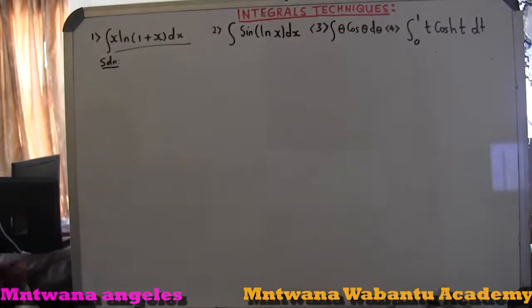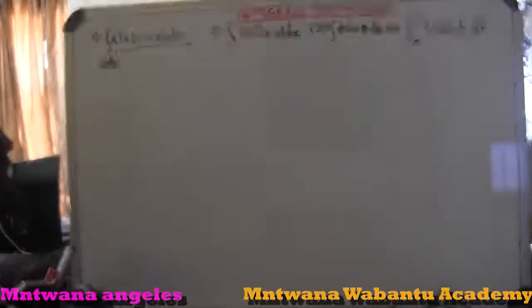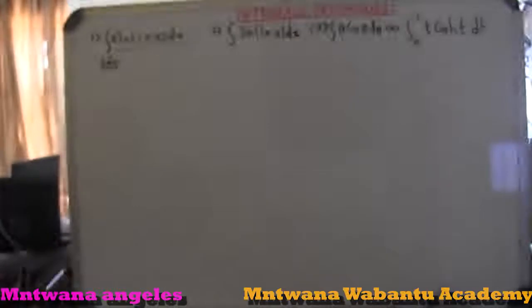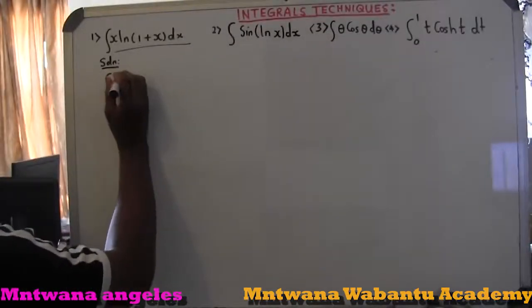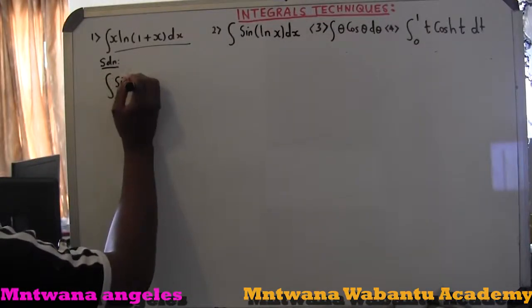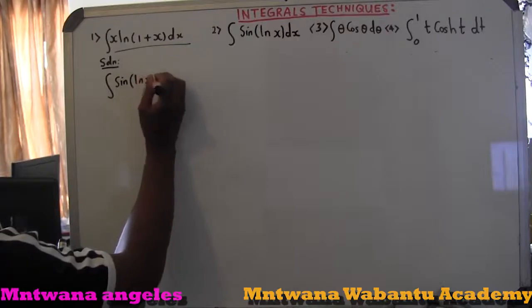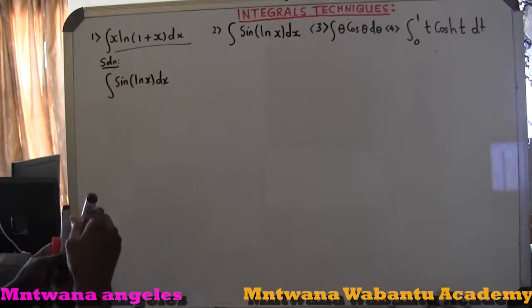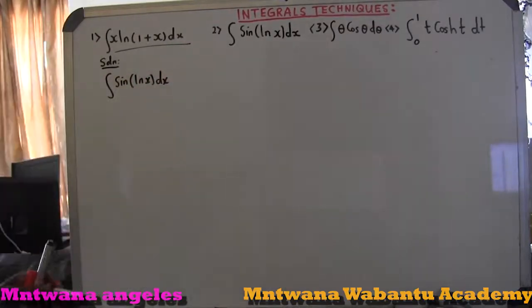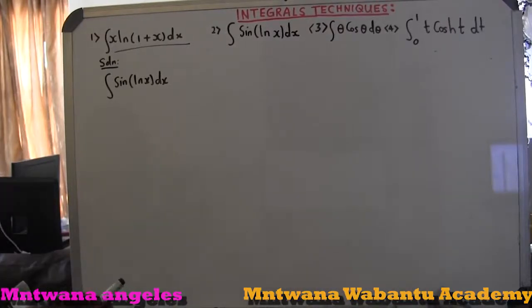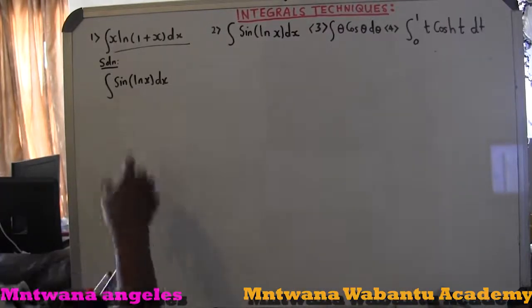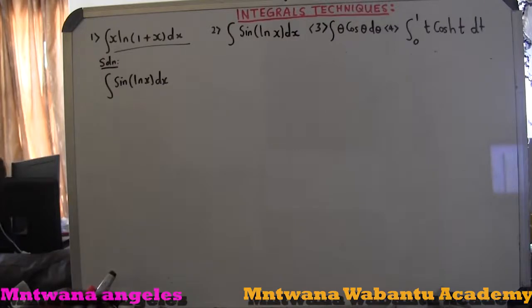So now, when given this, you want to know which technique you should use. You know what I'm saying? So now we're going to have the integral of sine of ln of x dx. Okay? If it's me, there's a lot of approaches you can do. For now, I don't know if I can do it by parts or by substitution.